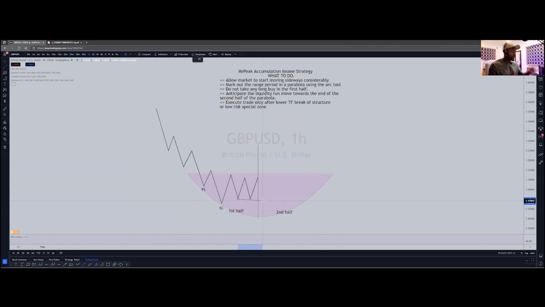Market will store up a lot of liquidity around these areas. So once we now get to the second half of the parabola, start anticipating a liquidity grab run, that is a move that will take out all this liquidity, then break structure. This is what I mean. So now anticipate a move like this.